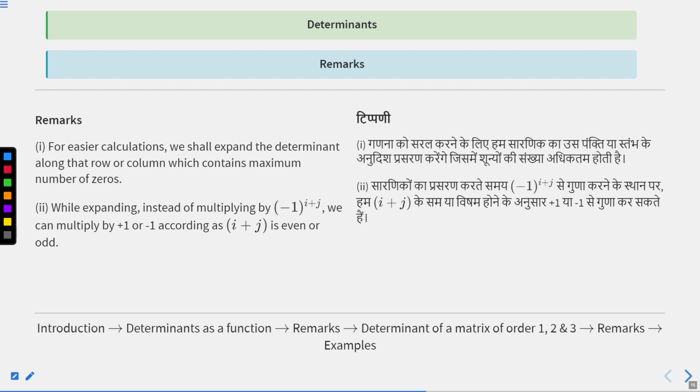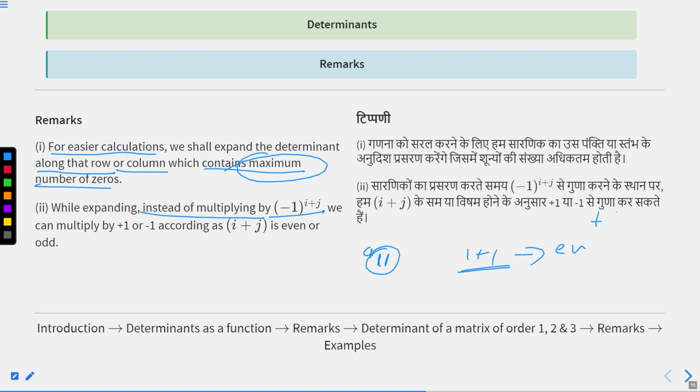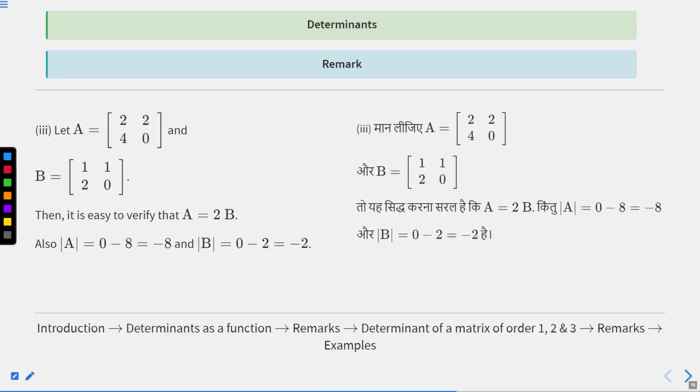Now, some remarks and notes. For easier calculation, we shall expand the determinant along the row or column which contains the maximum number of 0s, as you just saw. While expanding, as you saw how we got the plus minus thing, we just added the position indices, say 1, 1, so just add these. If the sum is even, choose the plus sign. If it is odd, choose minus. Clear? Okay.